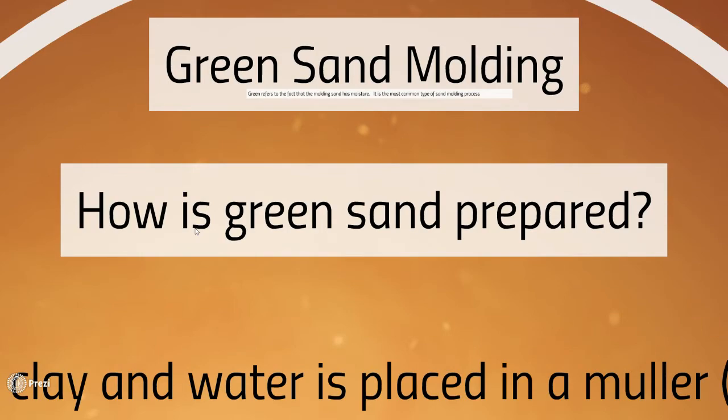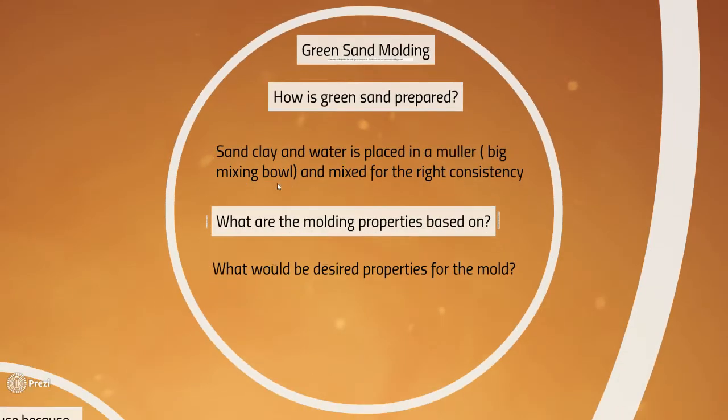So the good question is, how is this green sand prepared? Well, usually what happens is you mix sand and clay and water. Of course, that's where the moisture comes from, in a big, huge thing called a muller. That's just a big mixing bowl. Now, there are all different types of recipes for how much sand you have, how much clay you have, how much water you use. People use different amounts, but you want the right consistency for you.